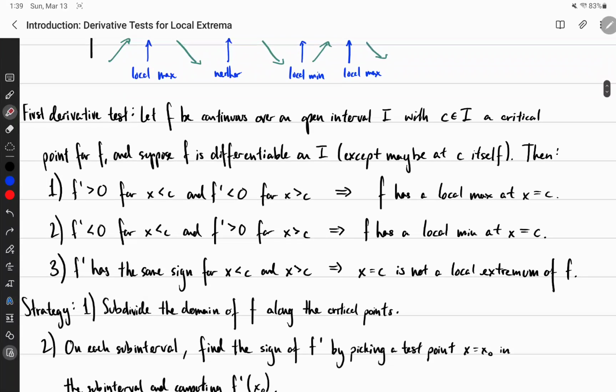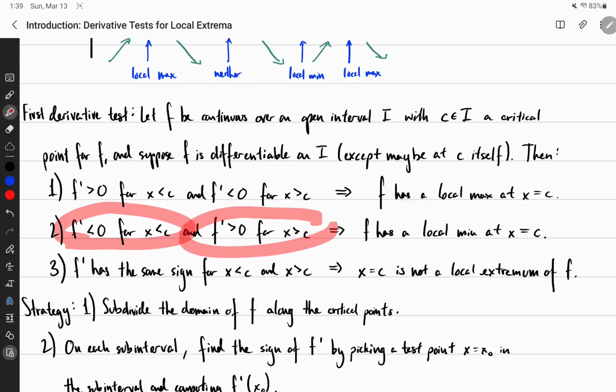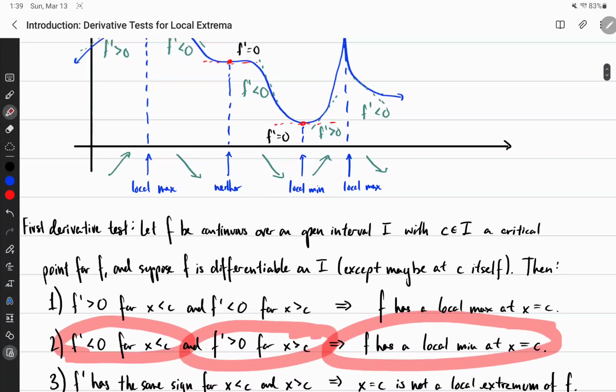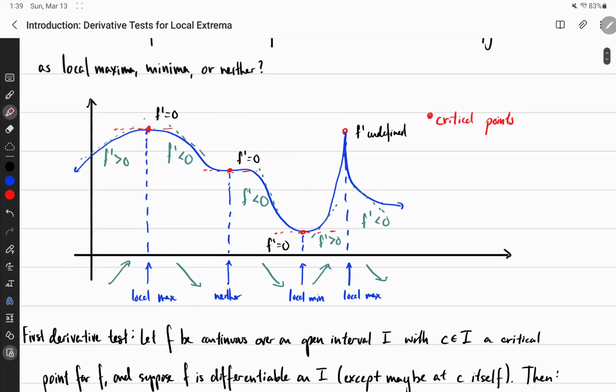The second case is that the first derivative is negative to the left of your critical point and positive to the right of it, which is the case where we get a local minimum. So that's this example here of this local minimum on the graph. We saw that the first derivative was negative to the left, so the function decreased into the critical point, and then positive on the right, so the function increased out of the critical point.